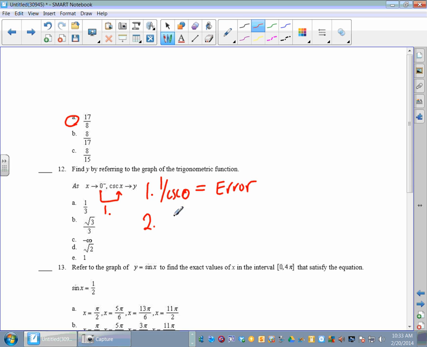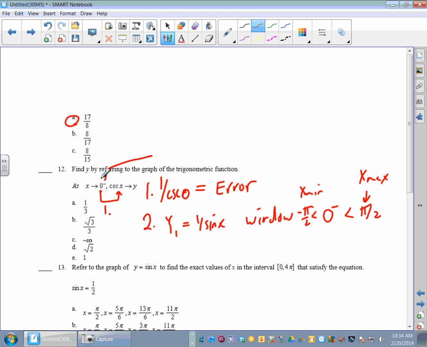Step number 2 means you graph it. The window is crucial. You want 0 to be in the middle on this one. So you're going to have pi over 2 as your x max, and negative pi over 2 as your x min. You remember what that little negative means right there? Any ideas what it means?